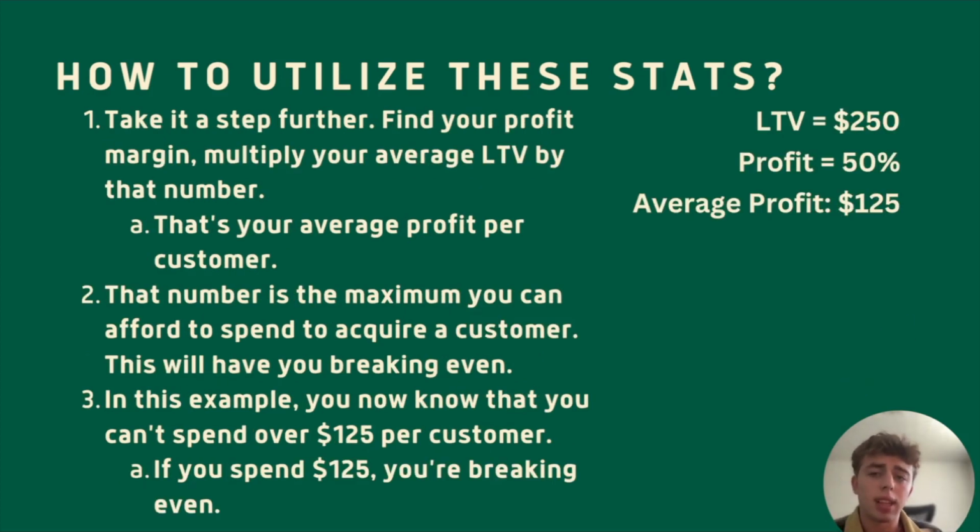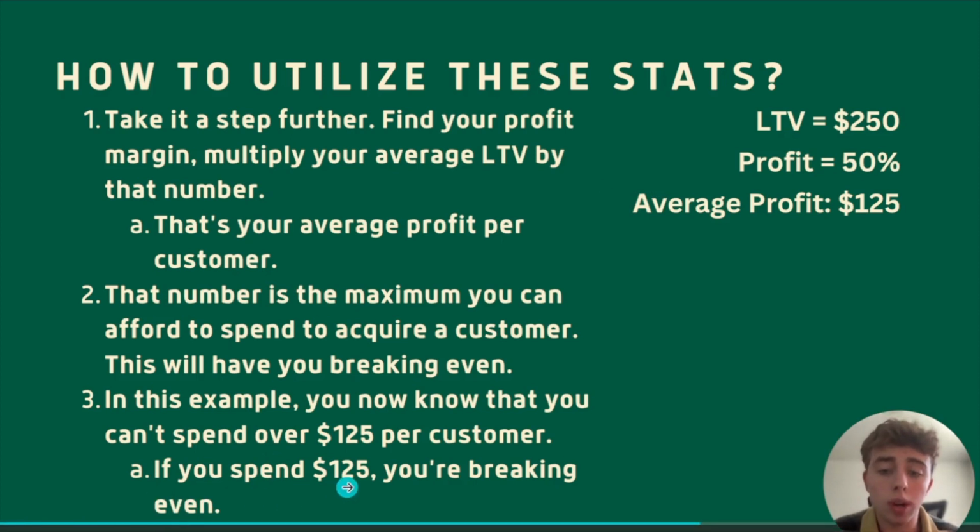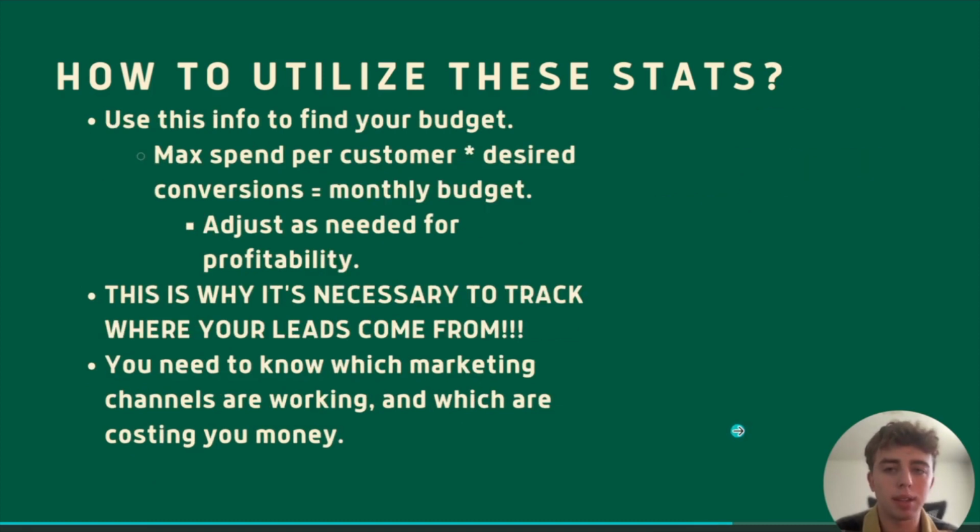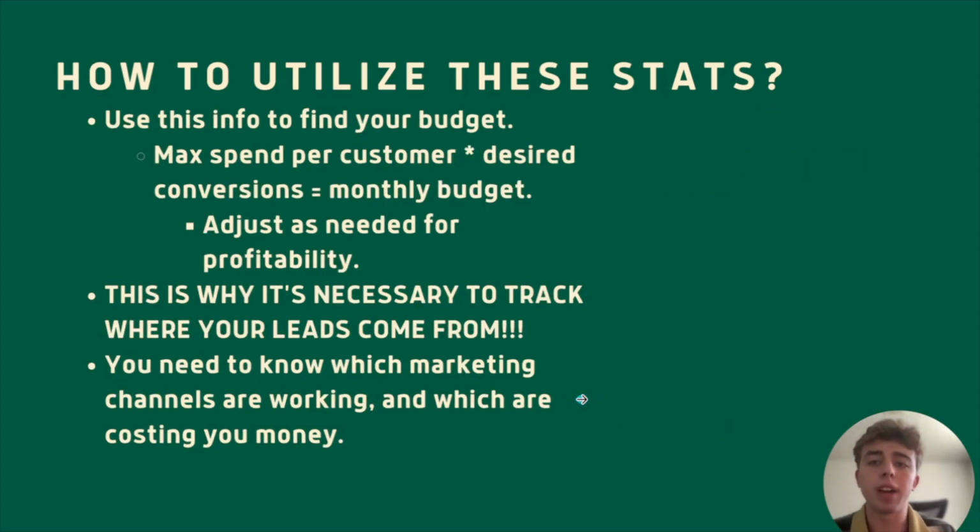So we sort of dove into this in the last slide, but really how you utilize these stats is you figure out your profit margin and then you multiply your average lifetime value by that number, and that is your average profit per customer. So that number is the maximum that you can afford to spend to acquire a customer. And if you spend that much, you're breaking even. So for example, if your lifetime value is around $250 and you profit 50%, your average profit per customer is $125. So if you spend that $125 to acquire the client, you're breaking even on them. Keep that in mind.